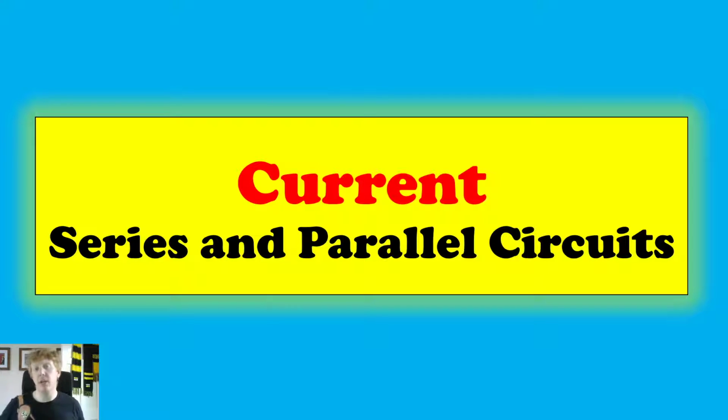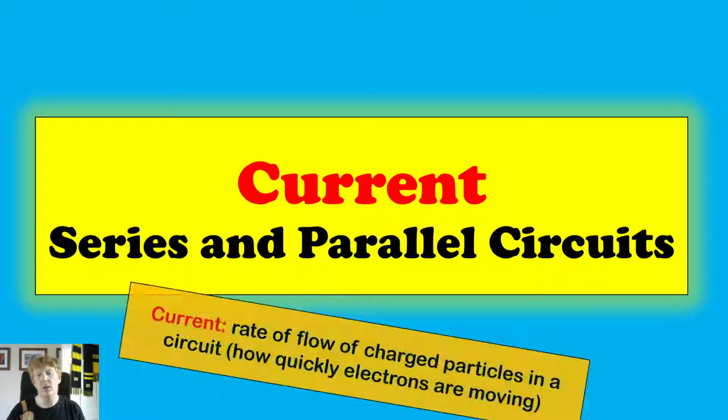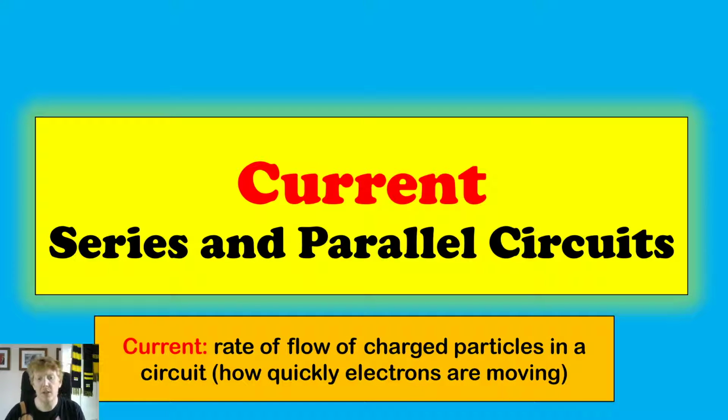So today what we're going to be looking at is more physics, looking at current in series and parallel circuits. And I wanted to start with a definition, right? Because current is the rate of flow of charged particles in a circuit. And what this means is it's effectively looking at how quickly electrons are moving in the circuit. If they're moving really quickly, that's a high current. If they're moving really slowly, that's a low current, okay?